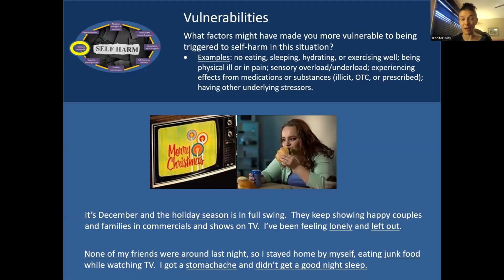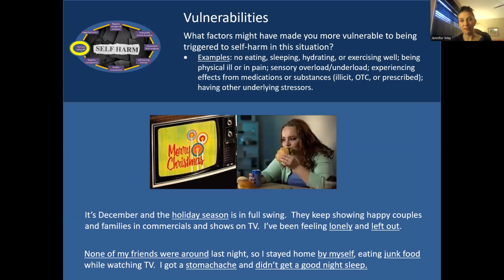It's December, it's holiday season. There's something triggering about that situation in itself. It makes you more vulnerable to the stress of already being single, which was already stressful. Being alone is part of the vulnerability in the context. None of my friends were around. It was evening. I was by myself.